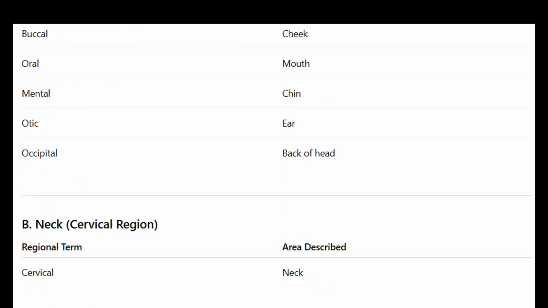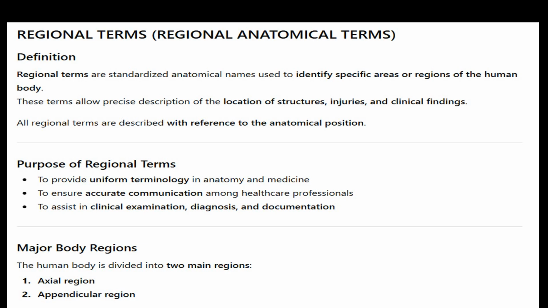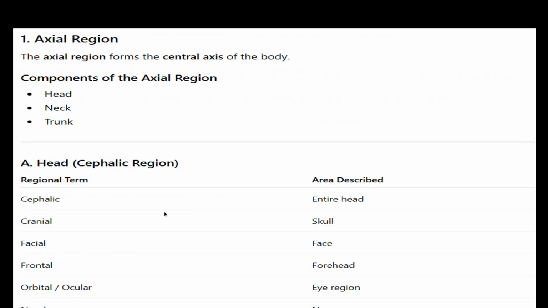Okay, what are the mainly two regions that come under human body regional terms, that is axial region and appendicular region. Now in both regions we also covered the subcategories that show us all the body parts that come under these regions. So these are all the terminology that we discussed here. Like if someone is talking about the cephalic, you can say it is related to the entire head. If someone is talking about cranial, that is related to the skull.